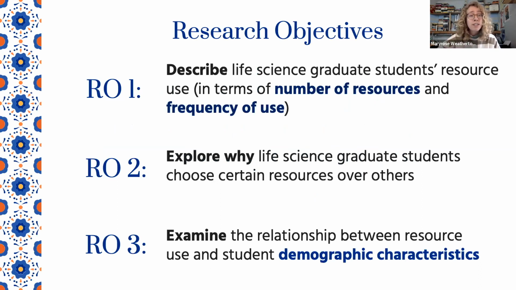Specifically, we're going to talk today about 3 research objectives. The first of which was just to describe life science graduate students' resource use in terms of how many resources they're using and how frequently they're using them. The second objective was to explore why life science graduate students choose to use certain resources over others. And then finally, we're going to examine the relationships between resource use and student demographic characteristics.